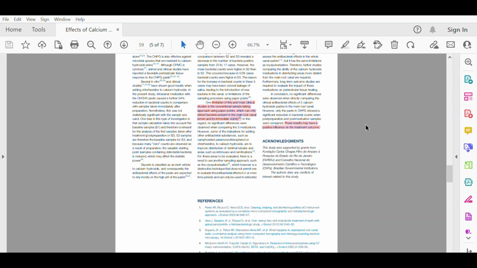The limitation of this study, and of most clinical studies with the conventional sampling approach using a paper point, is that it can only detect bacteria present in the main root canal lumen and its immediate vicinity. Also, culture studies have demonstrated that 20 to 70% of canals still have detectable bacteria after chemomechanical preparation with sodium hypochlorite. This result may have a positive influence on the treatment outcome.